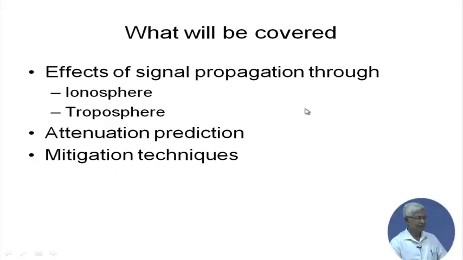In these couple of lectures, we will cover the effects of the signal propagation through mainly two spheres, that is ionosphere and troposphere, and then we will see some models for attenuation prediction, and then what should be the different mitigation techniques so that we can do proper communication with a good quality of service.